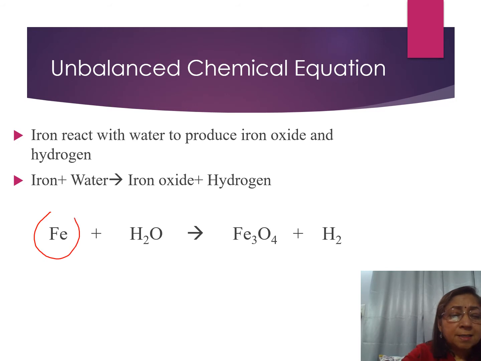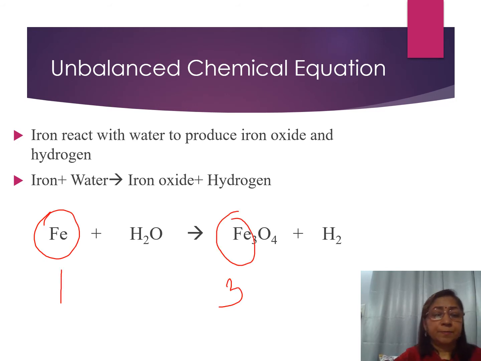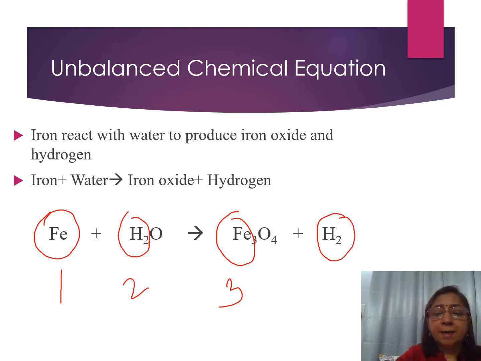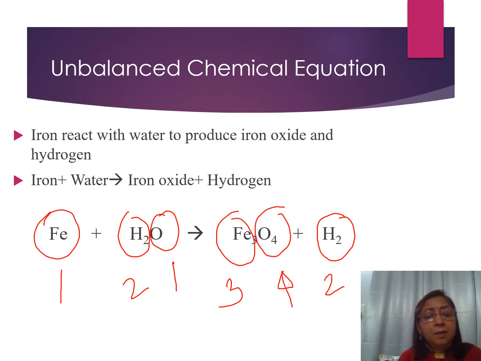Here on the left hand side iron is 1 atom, on the right hand side iron is 3 atoms. On the left hand side hydrogen 2 atoms, on the right hand side hydrogen 2 atoms. On the left hand side oxygen 1 atom, on the right hand side oxygen 4 atoms. This shows that the number of iron atoms and oxygen atoms are not balanced. So this type of chemical equation is an unbalanced chemical equation.